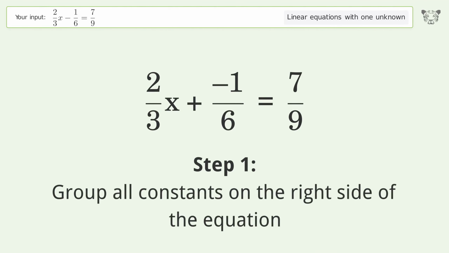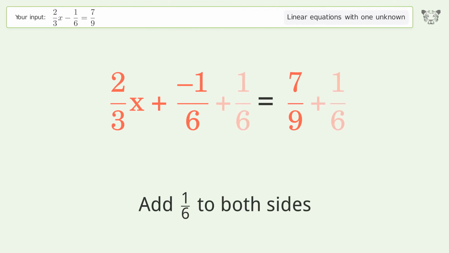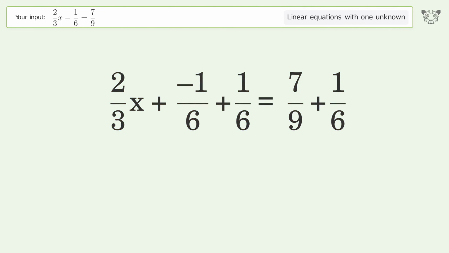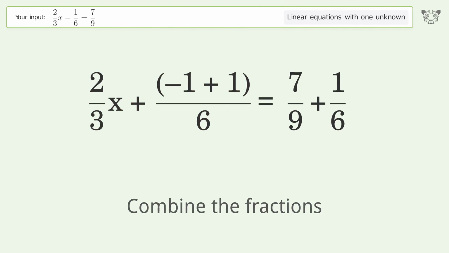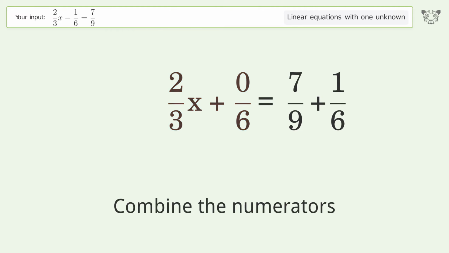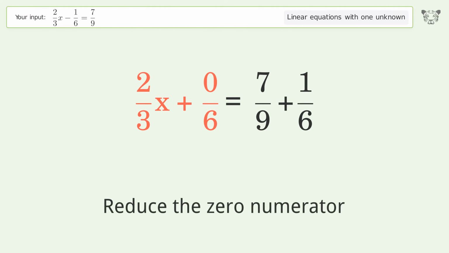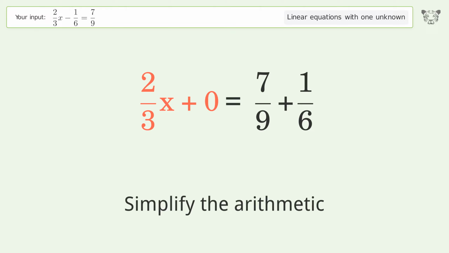Group all constants on the right side of the equation. Add 1/6 to both sides. Combine the fractions. Combine the numerators. Reduce the zero numerator. Simplify the arithmetic.